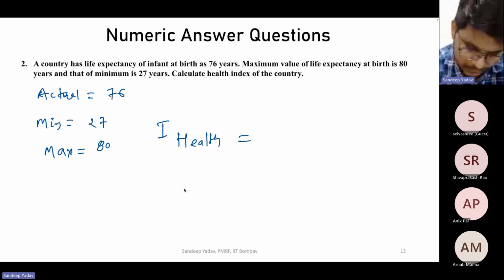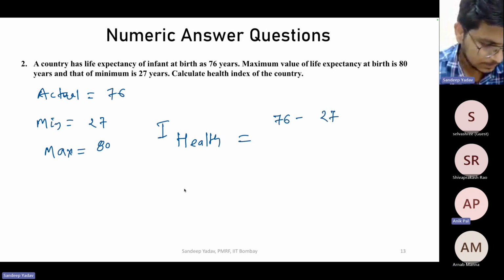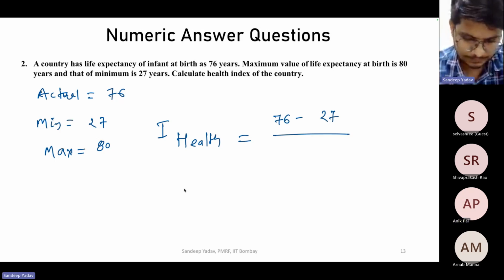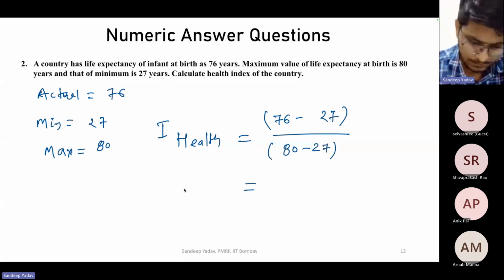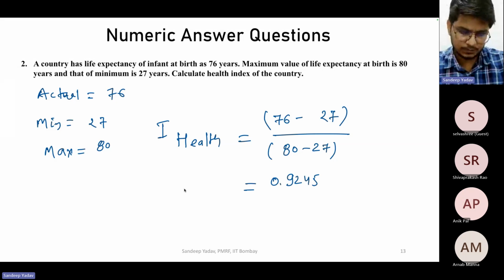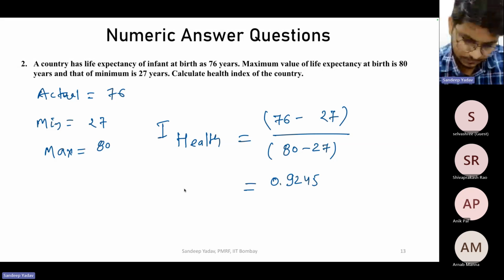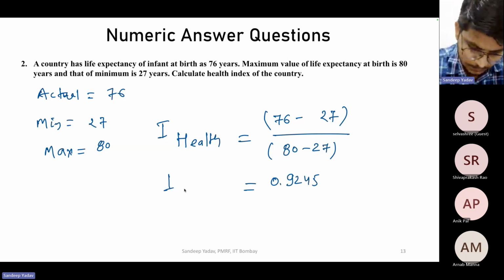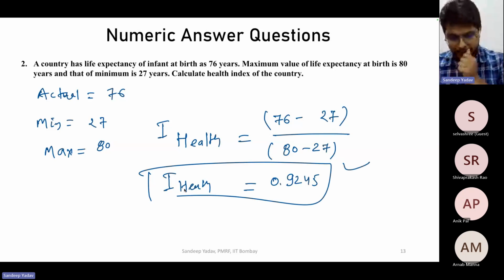So if you see, the actual value given is 76 minus minimum value 27. Sorry, sir, 0.92. I think you have just calculated the opposite one. Yes, sir, that will be 0.9245. Even though I know the answers, I'm just keeping the calculators with me, so you must calculate with me. 76 minus 27, 0.9245, correct? Yes, sir. That will be the health index. So now you know how to calculate the health index, correct?